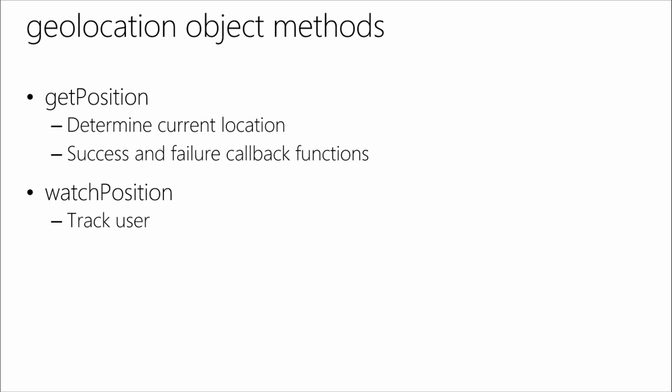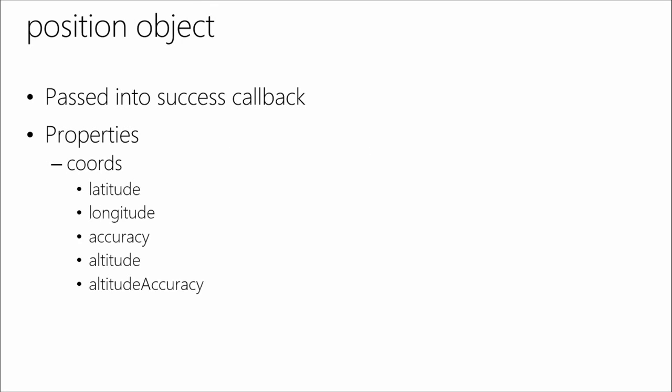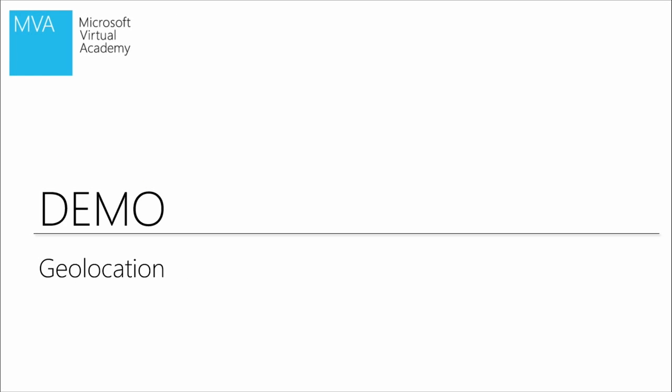will get us the current position, and we've got watch position, which will give me the ability to track the user. Now, if I call get location, what I'm going to get inside of that success callback is the properties of the event, and in particular, the big one that I'm interested in is the coordinates. And from there, I'll be able to figure out the latitude, the longitude, the accuracy, so how close I think I am to that location, and even the altitude and the altitude accuracy.